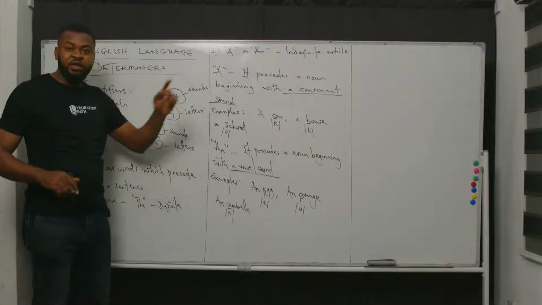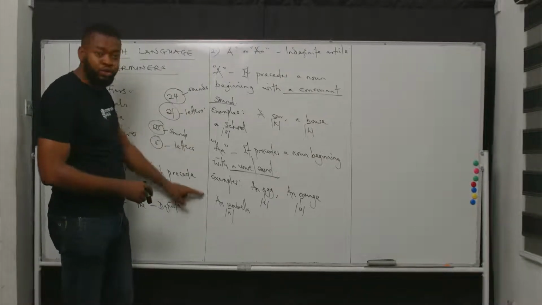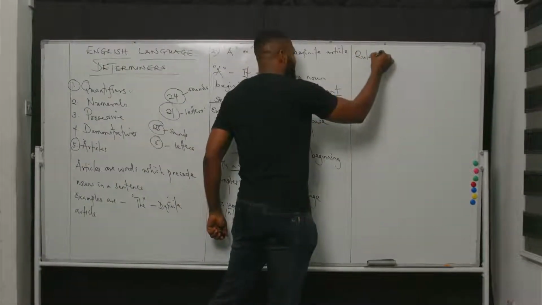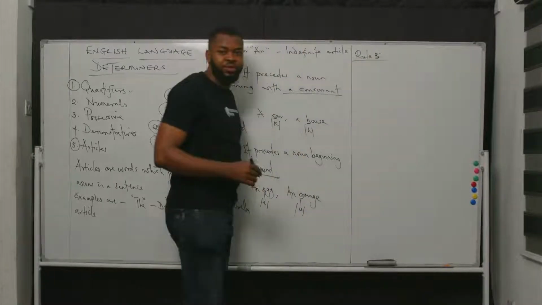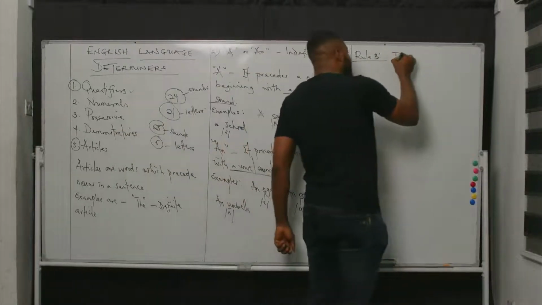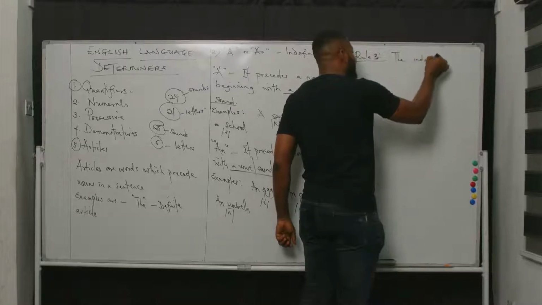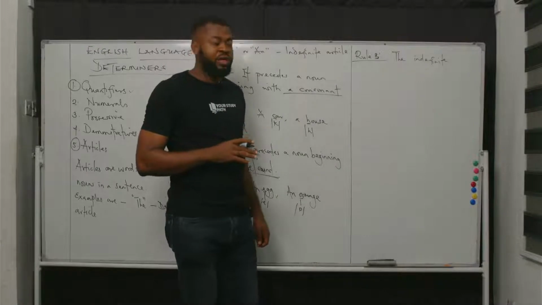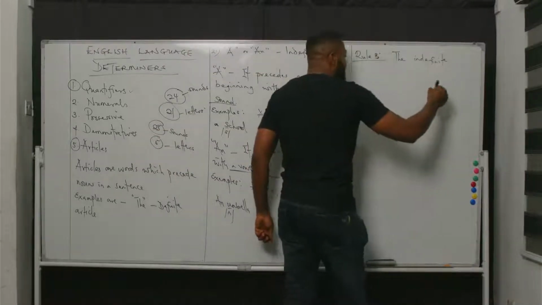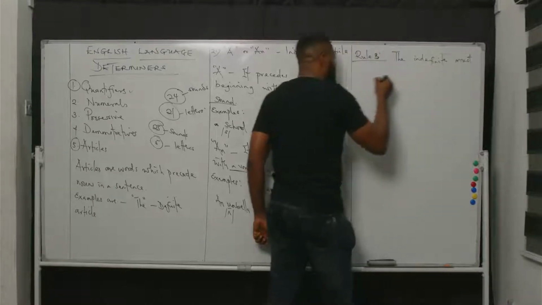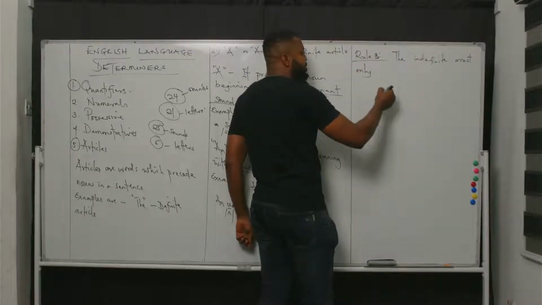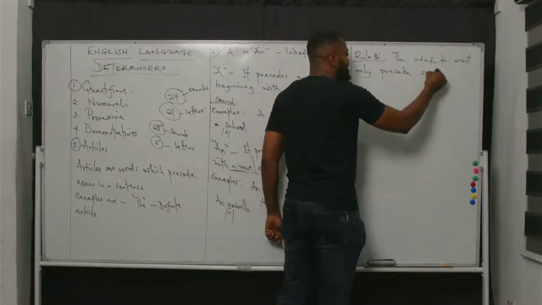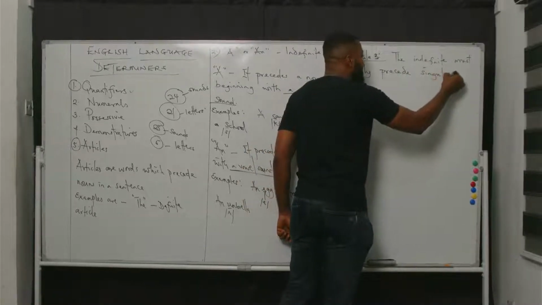Now, let me give you another rule again. This is rule 1. Rule 2, take rule 3. Pay attention, this is rule 3. Now, the indefinite article, please, I want you to always write this in your notebook, okay? So the indefinite article must only precede singular nouns, okay? Singular nouns. Please don't forget.